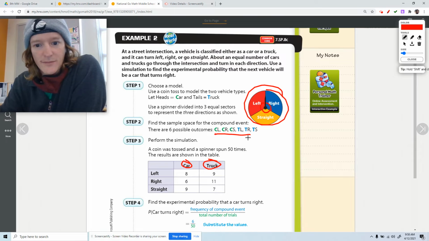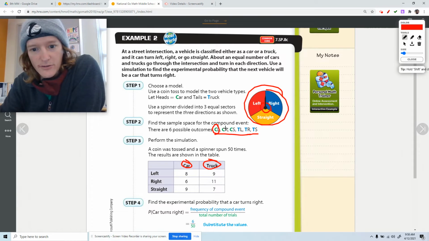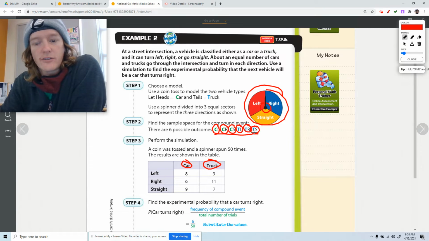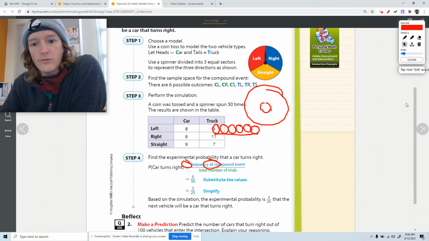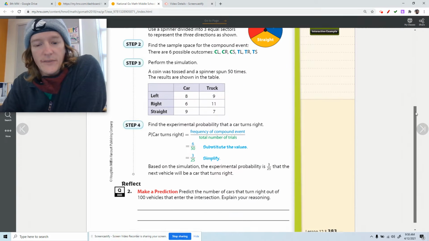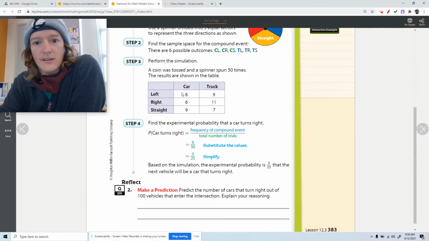So we have 6 possibilities, 6 outcomes. It can be a car that goes left, a car that goes right, a car that goes straight, a truck that goes left, a truck that goes right, a truck that goes straight. And now we want to look at our results. They had 8 cars went left, 9 trucks went left. 6 cars went right, 11 trucks went right. 9 cars went straight, 7 trucks went straight.